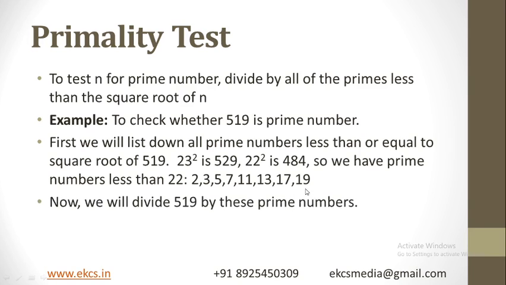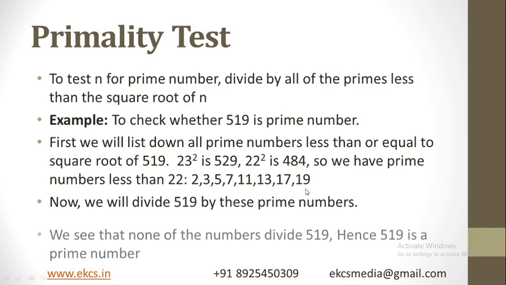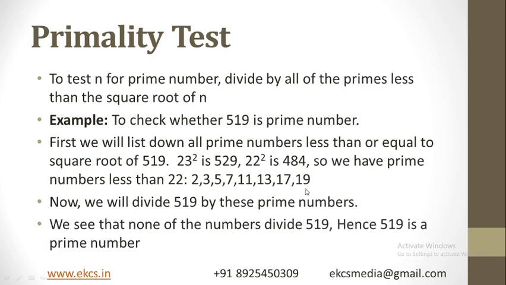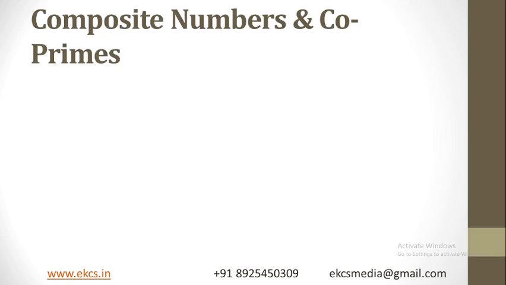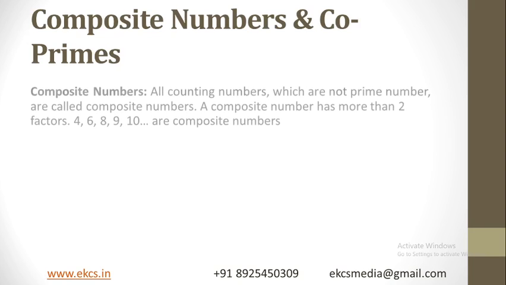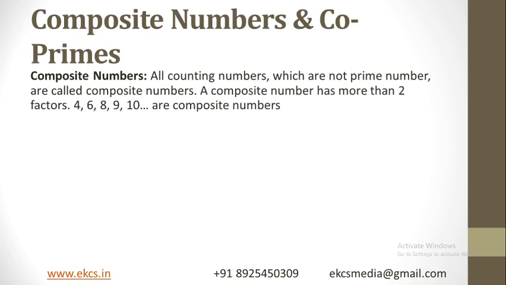So if you come to a conclusion that none of the numbers divide 519, then 519 is a prime number. Next we have composite numbers and co-primes. Those numbers that are not prime, we have to have counting numbers, that is natural numbers. Then we have to check whether the number is not prime. So if it is not prime, it can be a composite number.